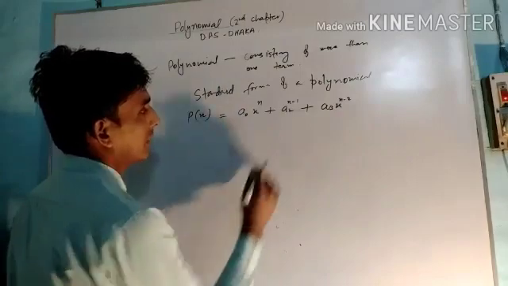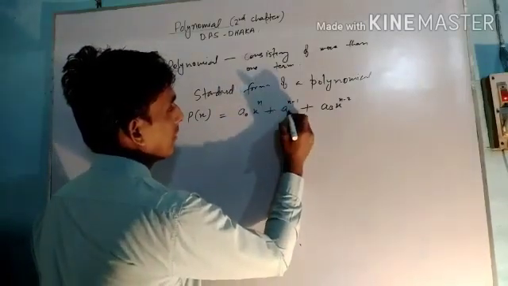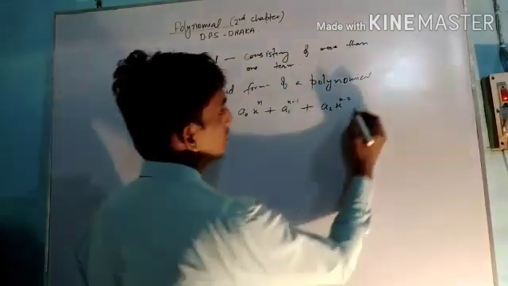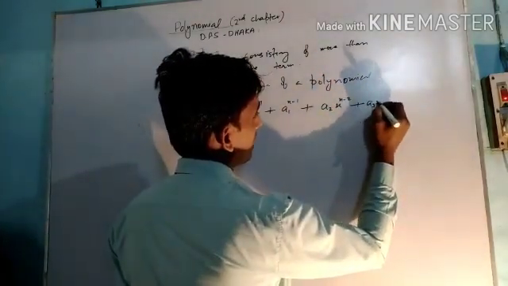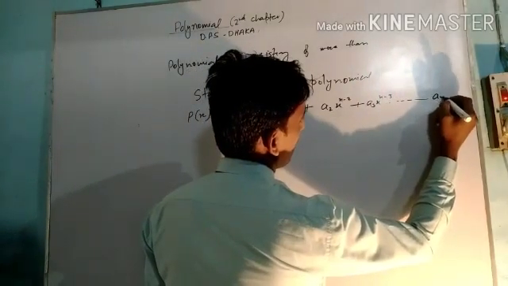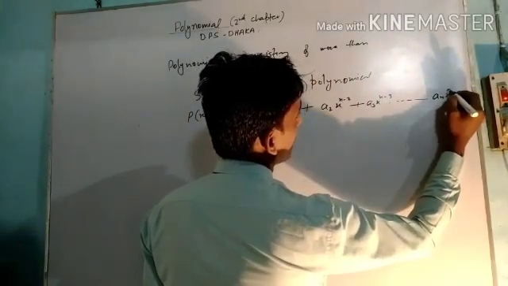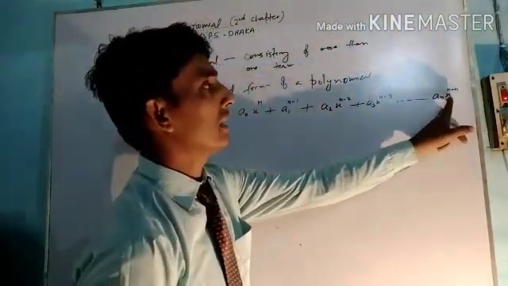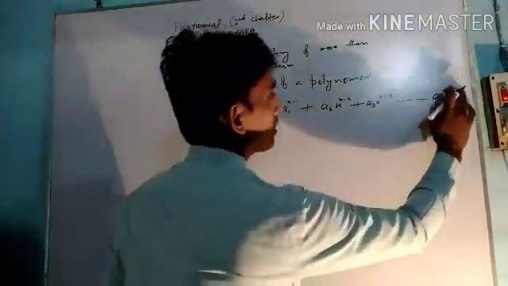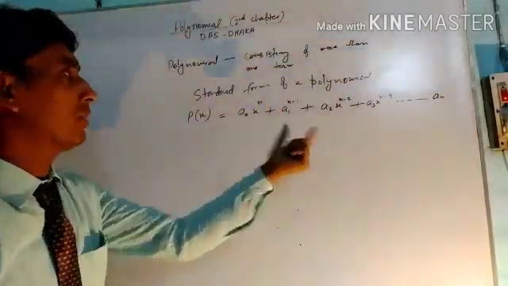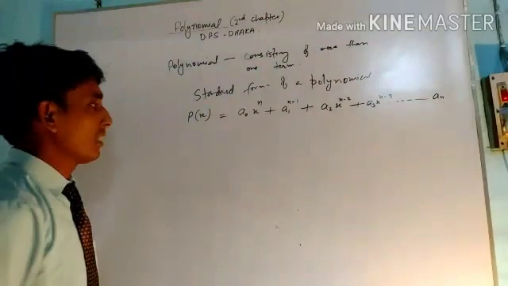a0 x to the power n, a1 x to the power n minus 1, a2 x to the power n minus 2, a3 x to the power n minus 3, and so on up to an x to the power n minus n. N minus n is what? N minus n is 0 and anything to the power 0 is 1. So therefore it will become 1. So the standard form of any polynomial is written like this.